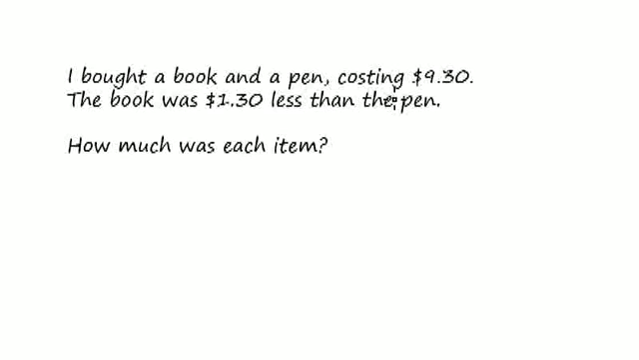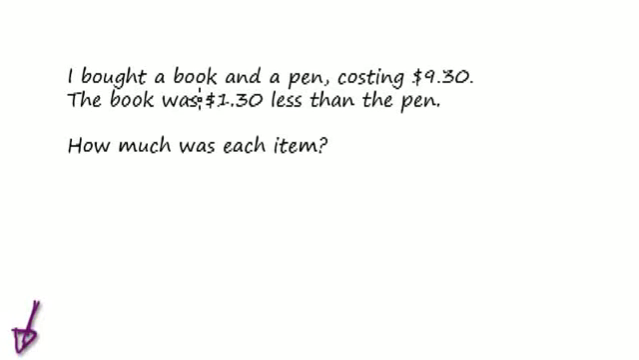Okay, next question. Just try and play around with it. The hard part is to translate this into your simultaneous equations. So here, I bought a book and a pen costing this much, and the book was $1.30 less than the pen. So somehow translate this into your simultaneous equations. How much did each item cost? Press pause and have a go.